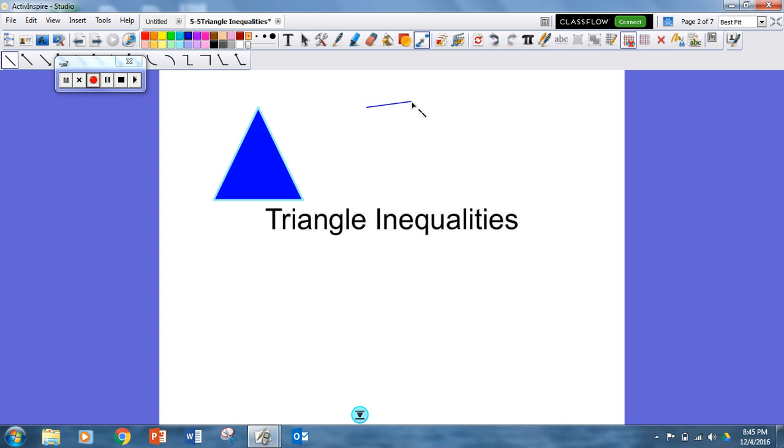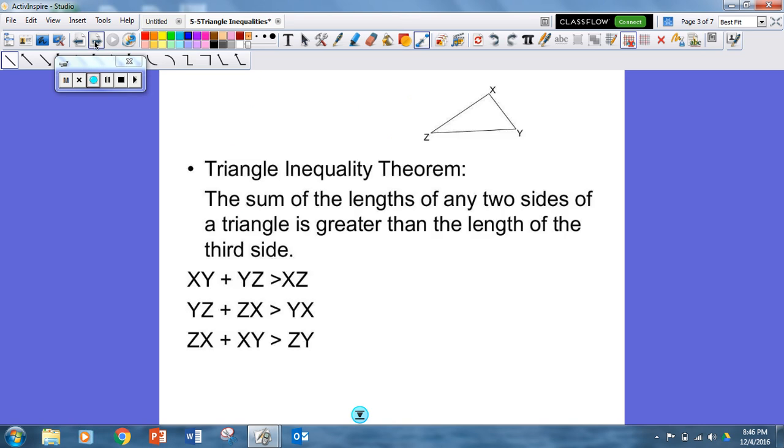So if I have three segments, can these three make a triangle? The question I want you to pause and think about for a minute is, can any three sides make a triangle? Or is there a property that always must be true? So hopefully you thought about that for a moment. And the answer is, there is a property that must always be true.